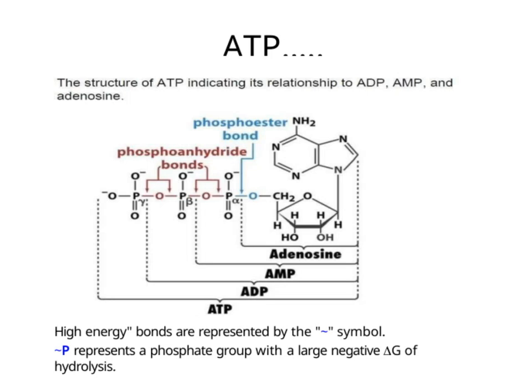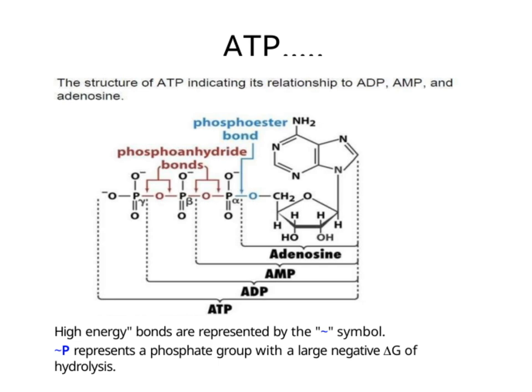Now, let's talk about high-energy bonds, which are represented by this tilde symbol. These bonds are found in molecules like ATP, and they play a crucial role in energy transfer within cells. Specifically, the tilde P here stands for a phosphate group that's attached via these high-energy bonds. When we hydrolyze these bonds, it releases a significant amount of energy, indicated by a large negative delta value.